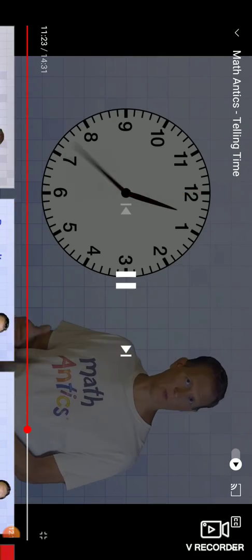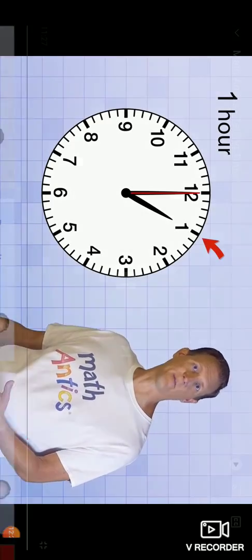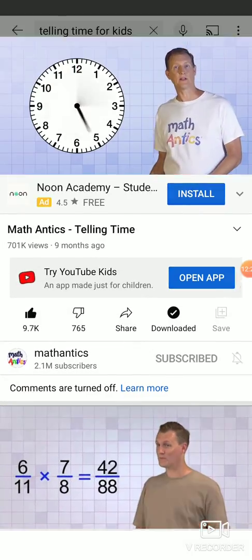Let's briefly summarize what we've learned about the clock so far before moving on to a few examples of telling time. Each time all the way around the clock, 1 hour has passed, and the hour hand advances 5 marks. Each time the hour hand goes around.